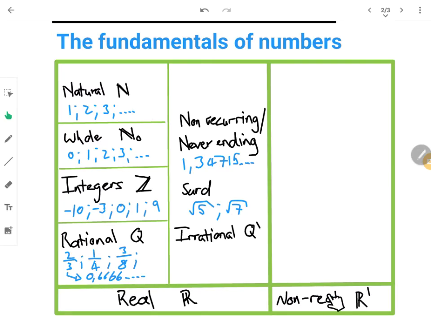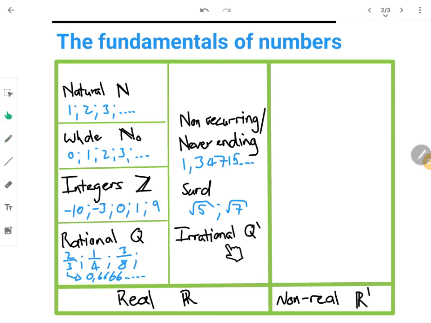Just quickly to look at the non-real numbers. These are generally numbers that you won't work with a lot. The most common one that you work with non-real numbers, especially in grade 9, would be, no, you don't work with them.